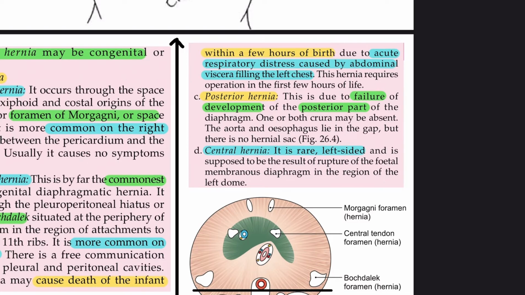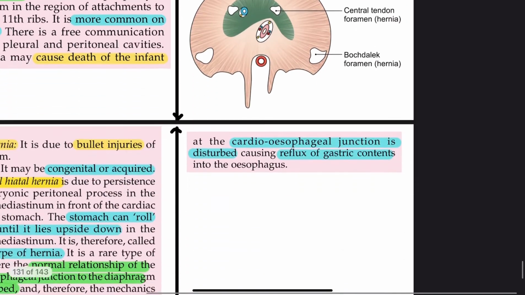The abdominal viscera will protrude through this foramen, and where will it go? Into the pleural space. So the lung doesn't have enough space to expand, causing respiratory distress. Now the posterior hernia is due to failure of development of the posterior part, and the central hernia is rare, and remember, on the left side. Not much to discuss in these parts.